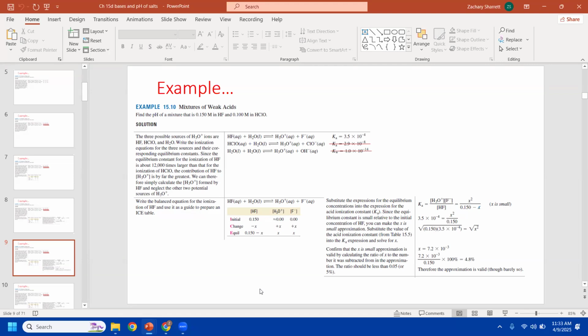Anybody got it? So we should be typing in our calculator negative log of 7.2 times 10 to the negative 3. How much? So negative log of 7.2 times 10 to the negative 3 is 2.14. Did everybody else get that? If you did not get this, you're typing into your calculator wrong.